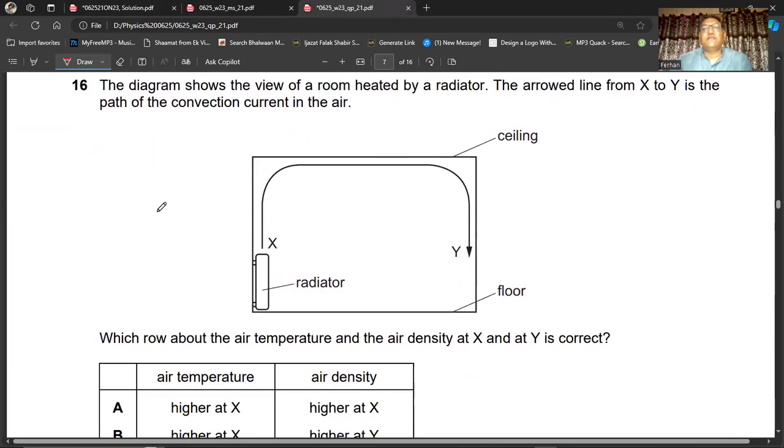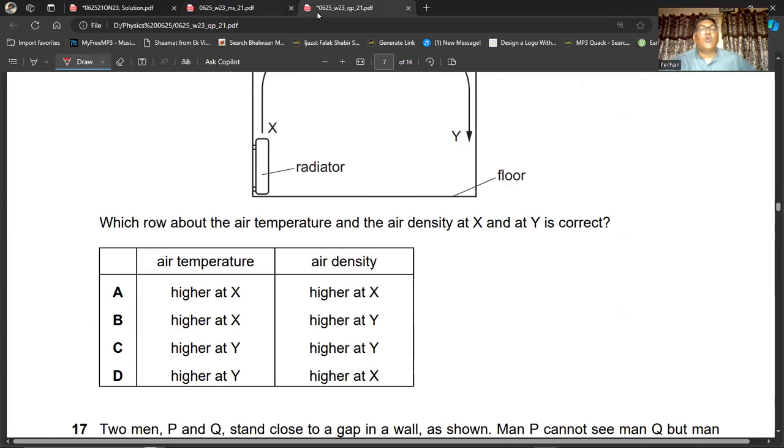Okay, now we are on question number 16, and this diagram shows the view of a room heated by a radiator. The arrowed line from X to Y is the path of the convection current in the air. So here, radiator, this is a heater. Here the air becomes hot, becomes less dense, and rises upward. The cold air is going downward, it's denser, it's colder, its temperature is less. Here the temperature is higher and the density is low; here the temperature is less and the density is high.